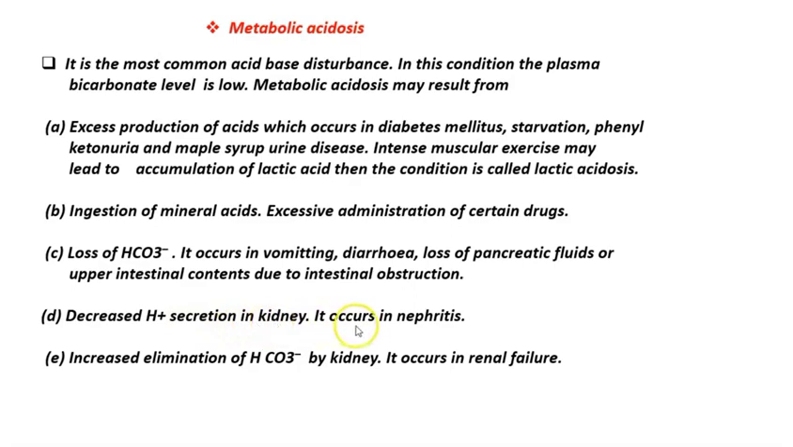But if it remains, like a case of nephritis, it can result in metabolic acidosis. Increased elimination of bicarbonate by the kidneys can also occur, and this can happen in renal failure. So in the case of renal failure, people that have kidney disease, what happens here is increased elimination of hydrogen carbonate. It means the body is releasing this hydrogen carbonate, this alkaline, that balances the acidic content and the alkaline content in the body. The body has released everything because of this renal failure.